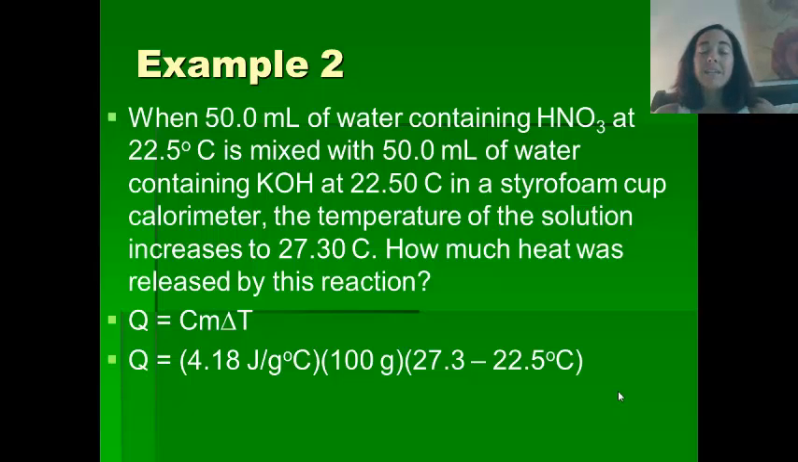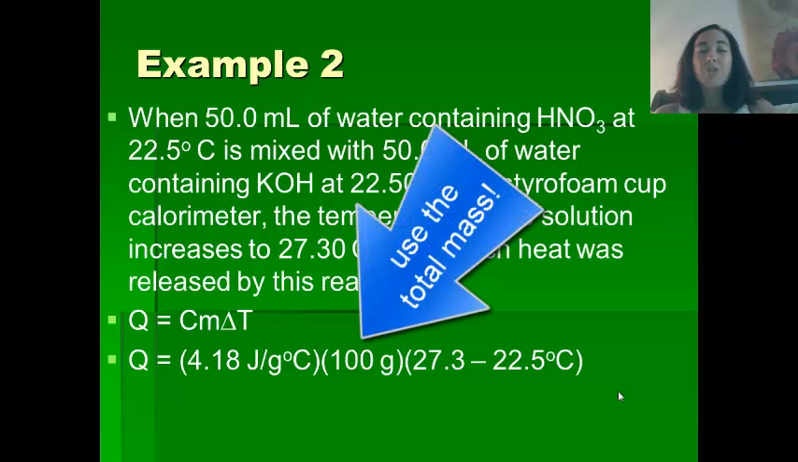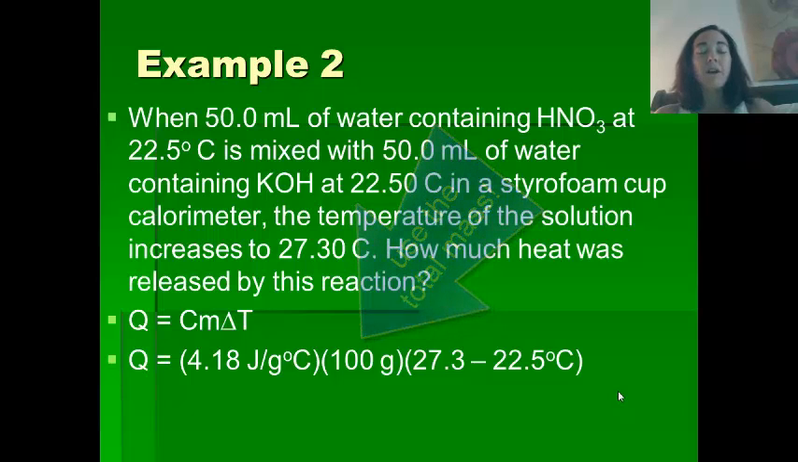The mass here is the mass of all the water in that cup, so be careful that you don't just put 50. You've got a total of 100 milliliters of water. And remember, for water, every milliliter is 1 gram because of the density of water. So we have 100 grams of water. And then finally that delta T, final minus initial. So take the 27.3 and subtract 22.5.